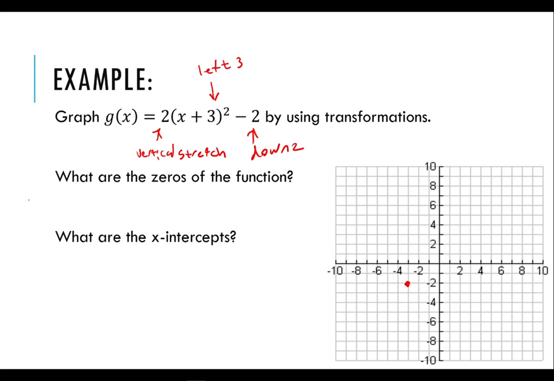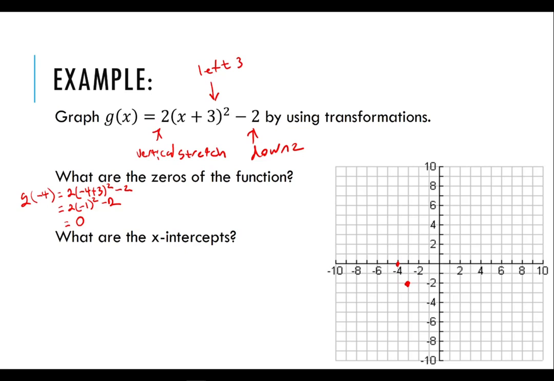And so let's plug in values. Let's see, what is g of negative 4? g of negative 4 is going to be 2 times negative 4 plus 3, quantity squared, minus 2. That's going to be 2 times negative 4 plus 3 is negative 1. Negative 1 squared is positive 1. Positive 1 times 2 is 2, and 2 minus 2 is 0. Then I can plot that point, negative 4, 0. And the reason that I knew to pick that value is because I remember that on the unstretched parabola, once I find the vertex, I really get to go one to the left and one to the right, and then up or down depending upon my sign.